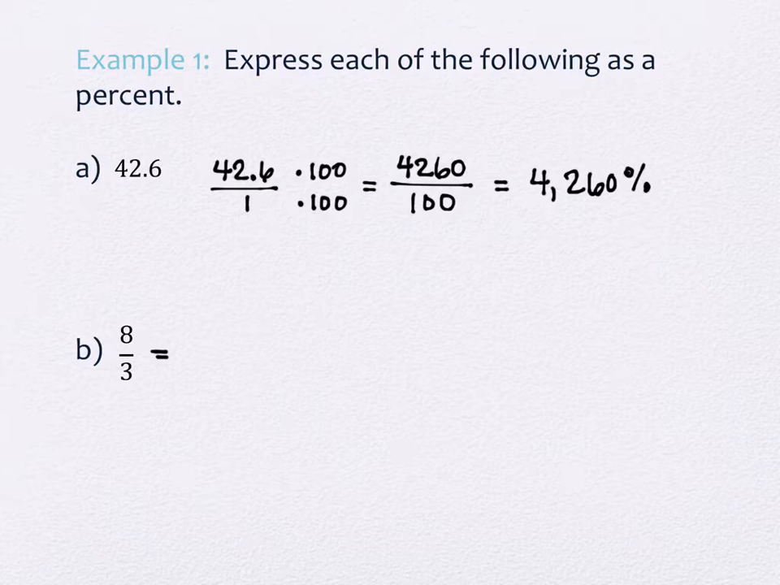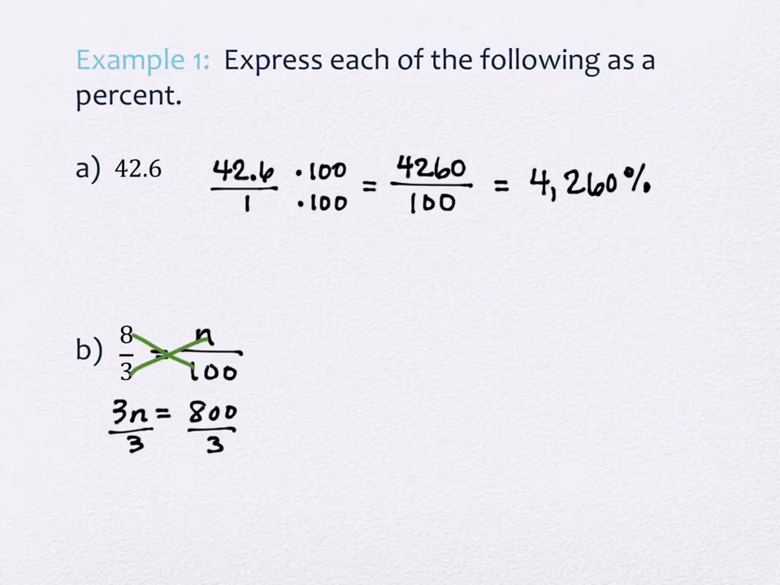Setting this up as a proportion, you take the fraction you're given, in this case 8/3, and set it equal to n/100. And you're going to cross multiply. So we're going to have 3n equals 800. And you'll see we do still have that division part in the problem. It's just occurring in a little bit different way.